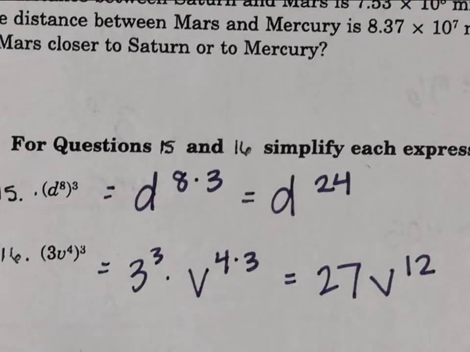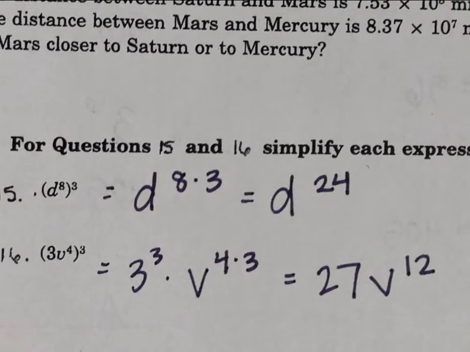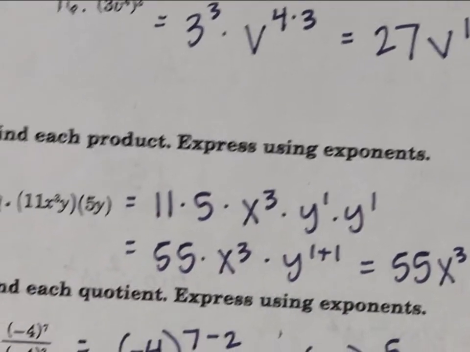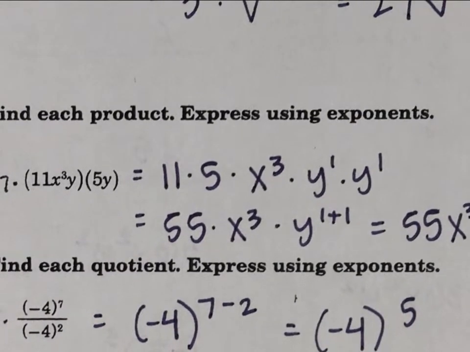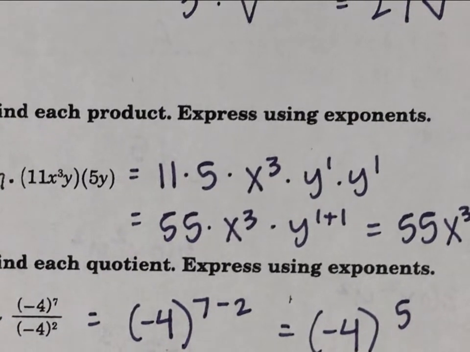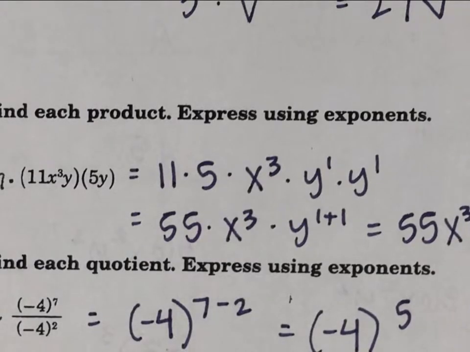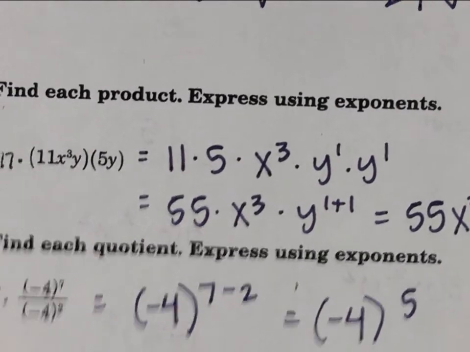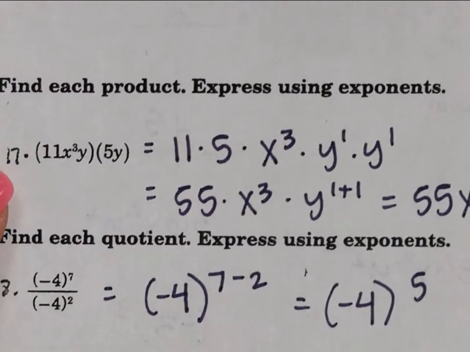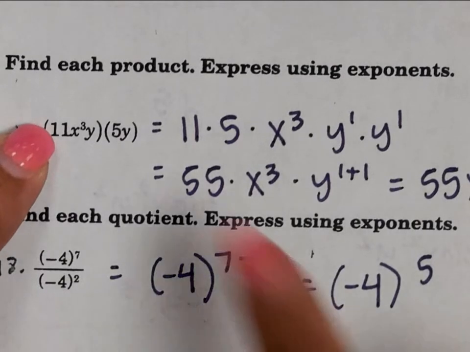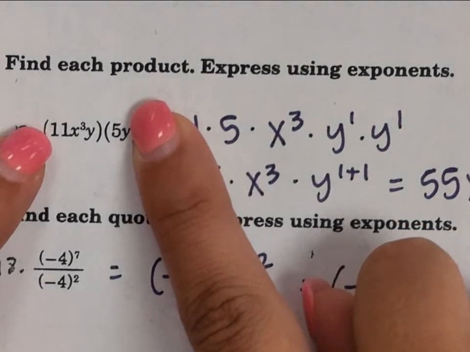So you're breaking that apart again. Number 17. You're breaking it apart. So this is exactly like the one on the front that we did. You're breaking it completely apart. So you want to look at your coefficients first.